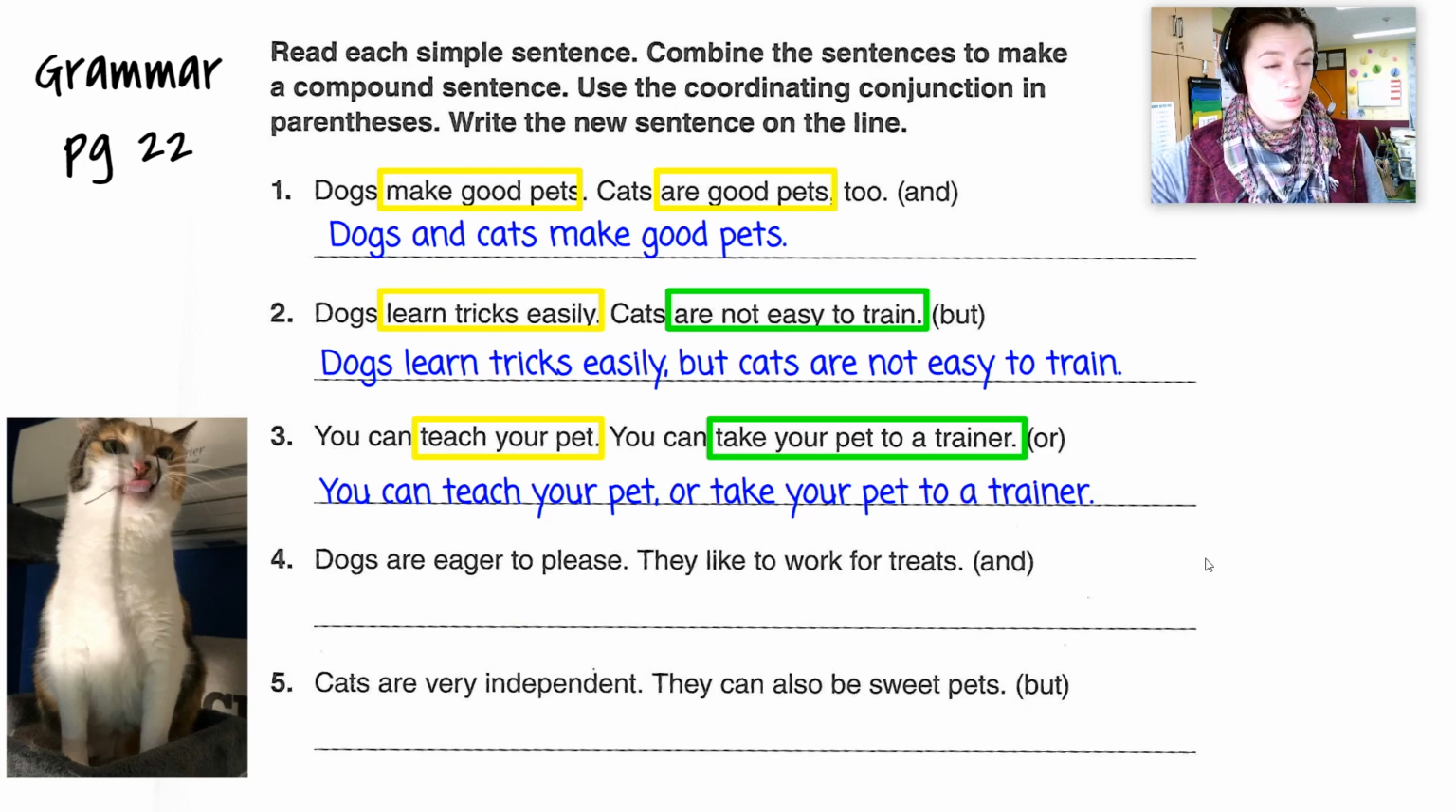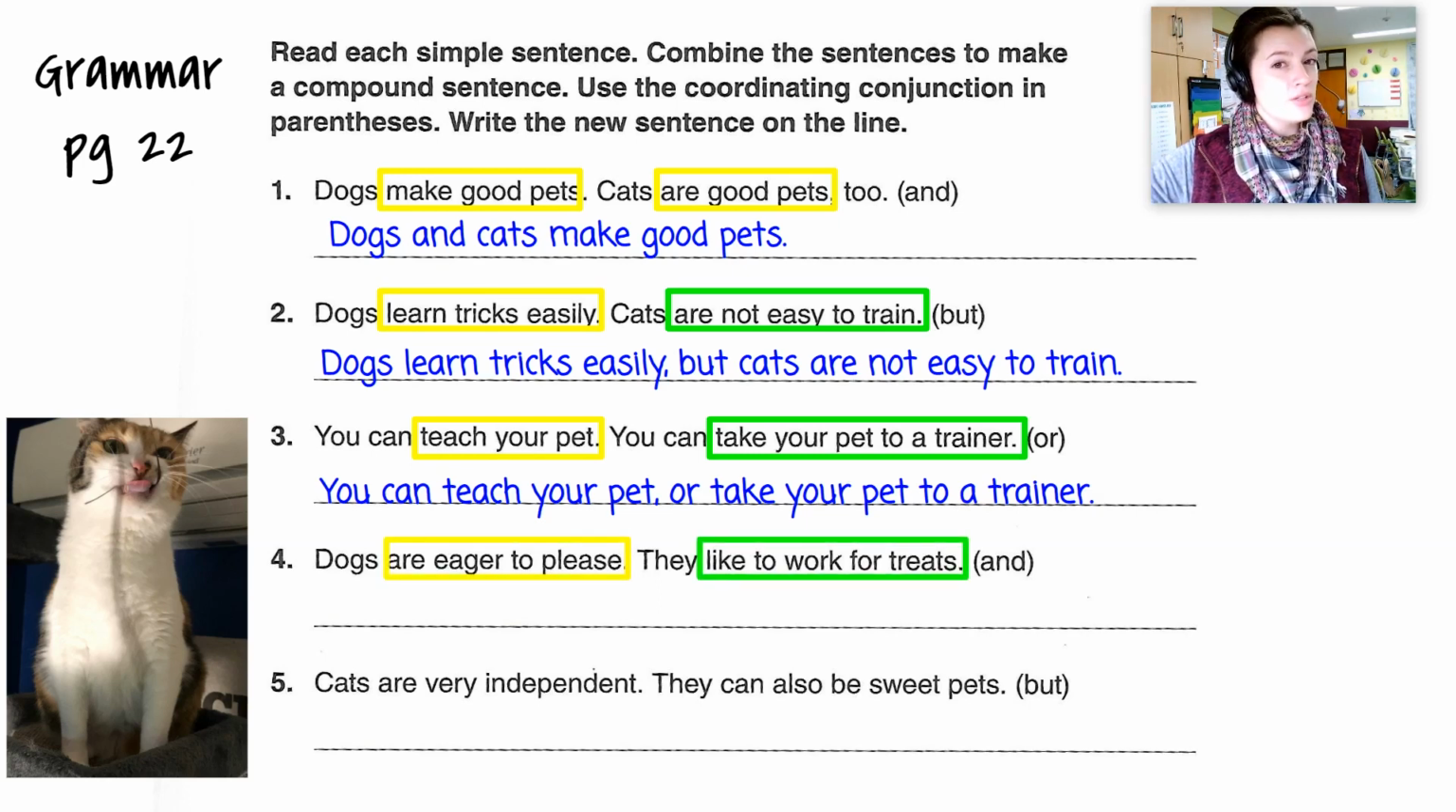Number 4, pause your video if you need more time to write. Dogs are eager to please. They like to work for treats. Our predicates are different, but our subjects are actually the same. Dogs and they are both talking about dogs. It's not saying dogs are eager to please and horses like to work for treats. We know that they means dogs. So look at these 2, same subject, different predicate. How do we put these together? You can try on your own, pause your video, or let's check together now.